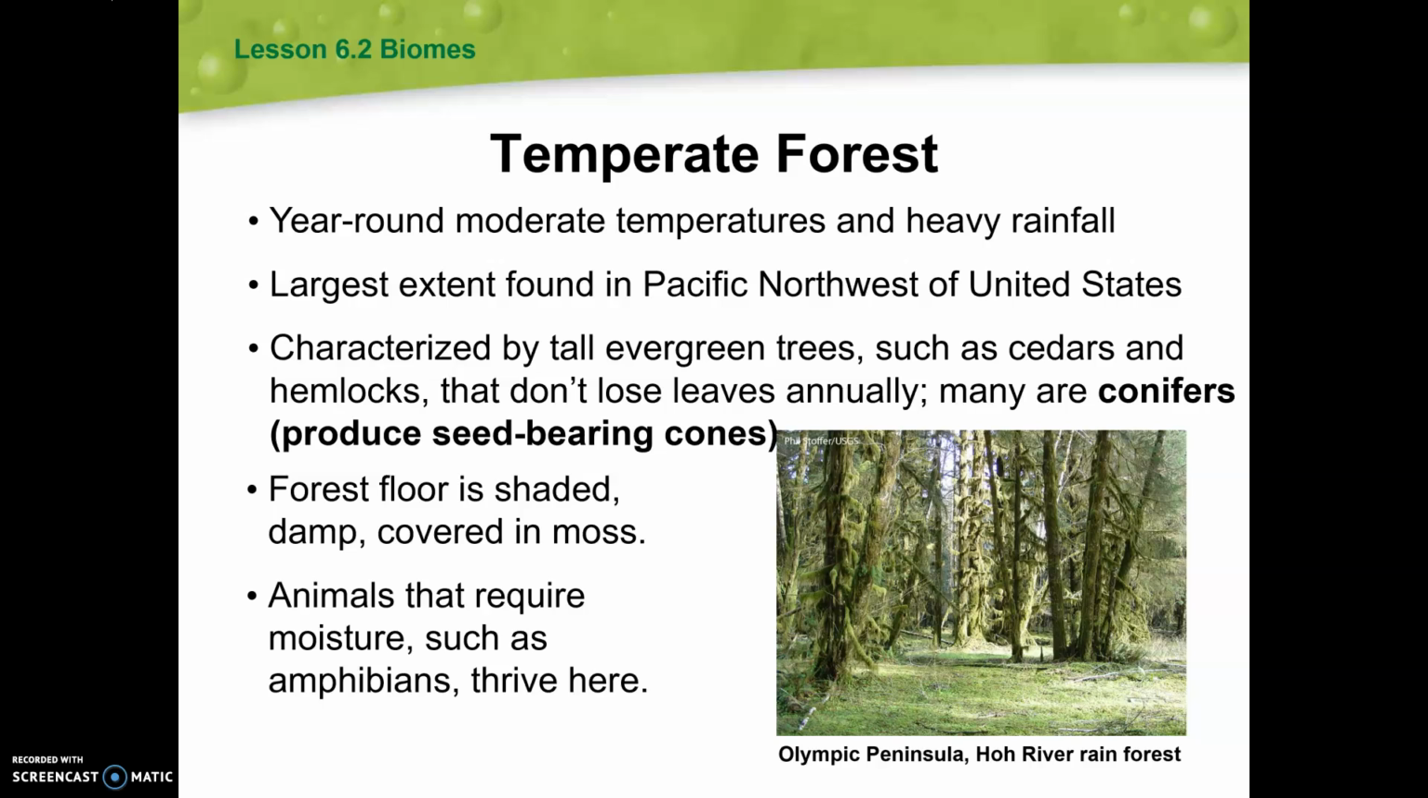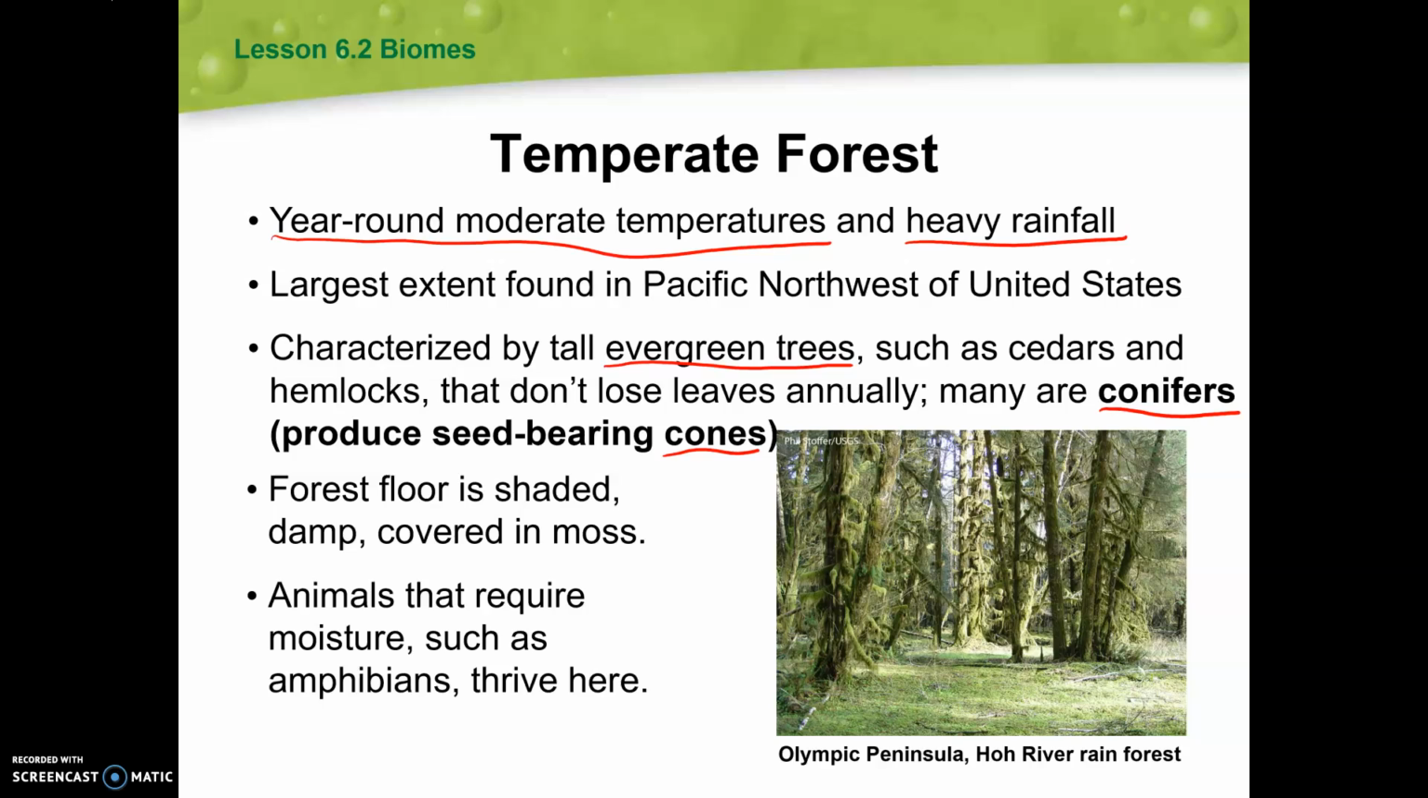So in these temperate rainforests, we're going to see year-round moderate temperatures. We're not going to see much temperature fluctuation, and we're also going to see heavy rainfall, hence rainforest. Again, we're going to see it in the Pacific Northwest of the United States, characterized by tall evergreen trees. These are cedars, hemlocks, and all of these trees are called conifers. So they're coniferous trees. They produce seed-bearing cones. Something you might be familiar with is pine cones.